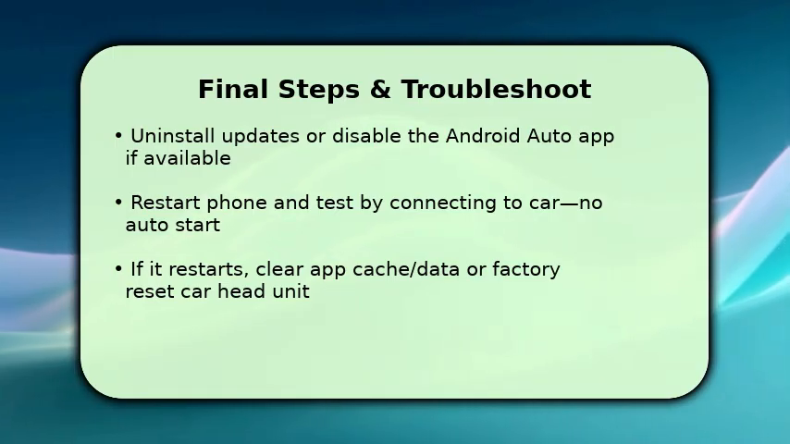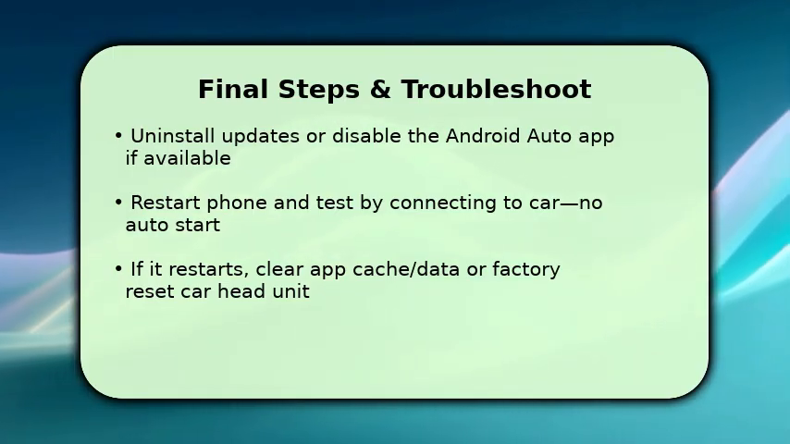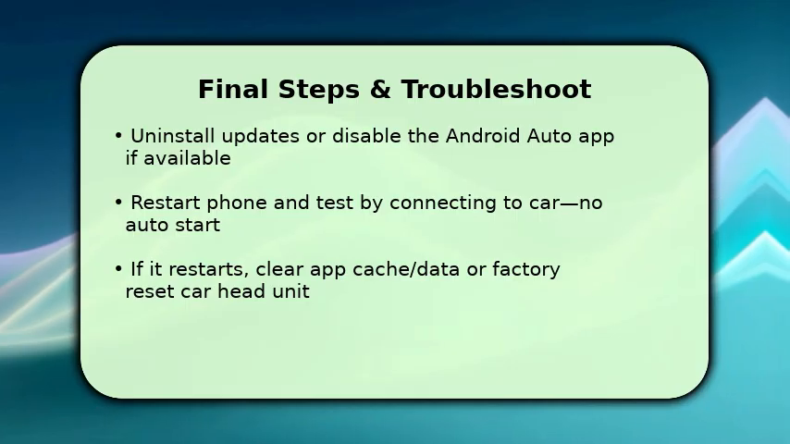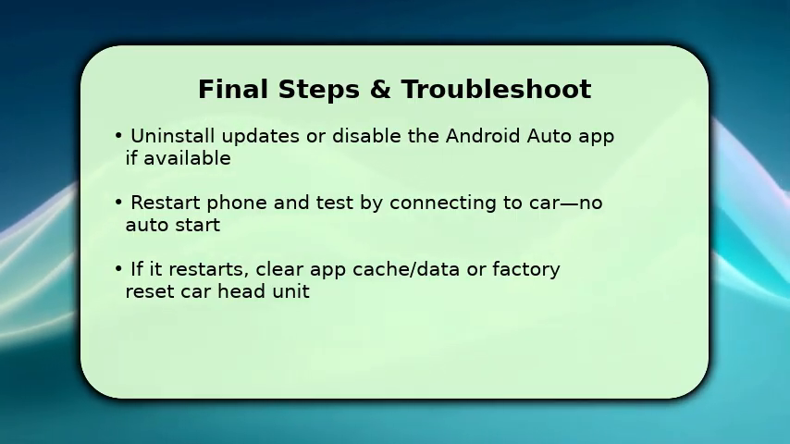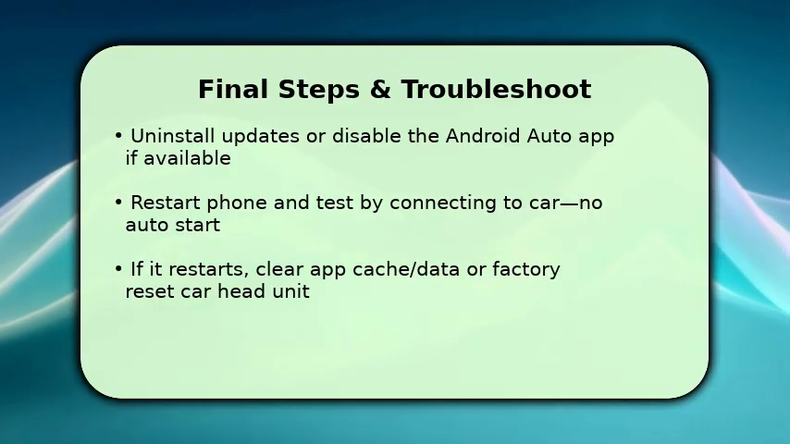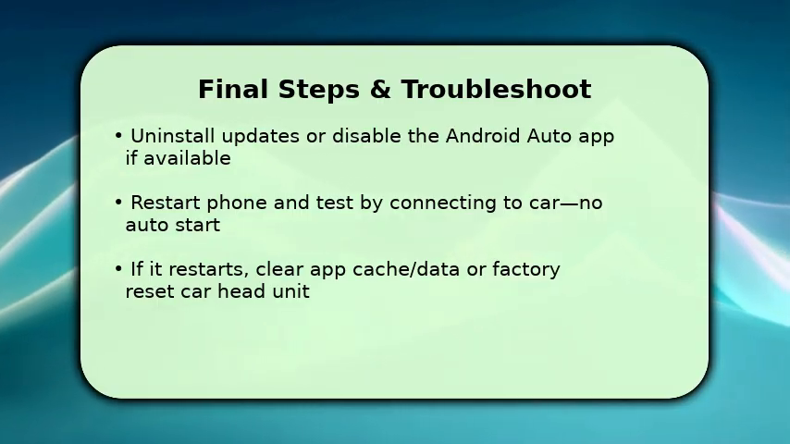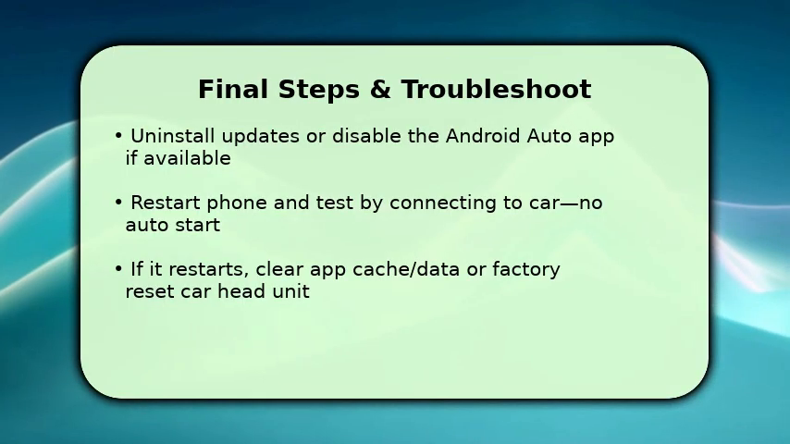Restart your phone, then test by plugging into the car. Make sure it does not auto start. If Android Auto still launches, clear the app cache and data to remove residual settings, and if necessary, reset the car's head unit to factory defaults. This resolves persistent pairing rules.